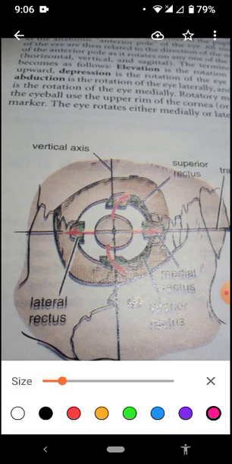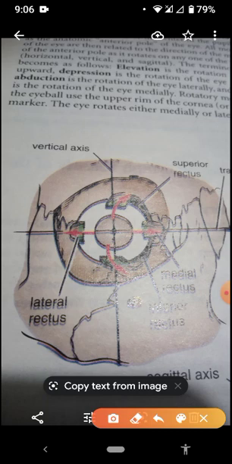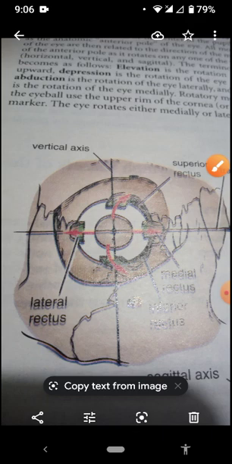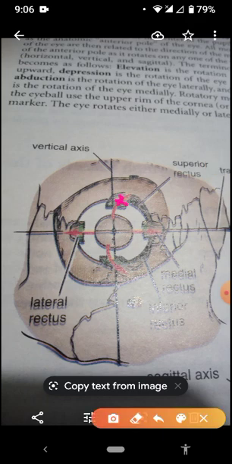So we are going to start the muscles of the eyelids and eyeball. These are the muscles. This is muscle one, this is two, this is three, this is four, and these four muscles, and this muscle 5 and this muscle 6. These are the 6 muscles which are the extrinsic muscles of the eyeball.